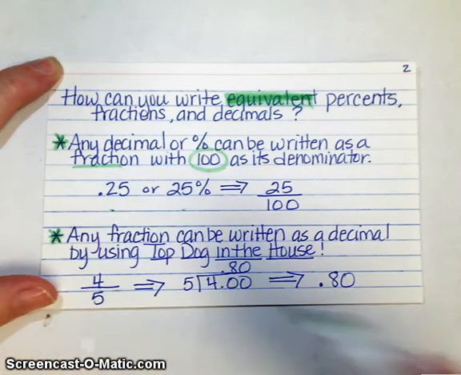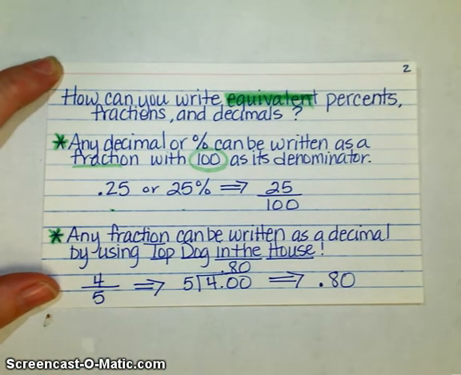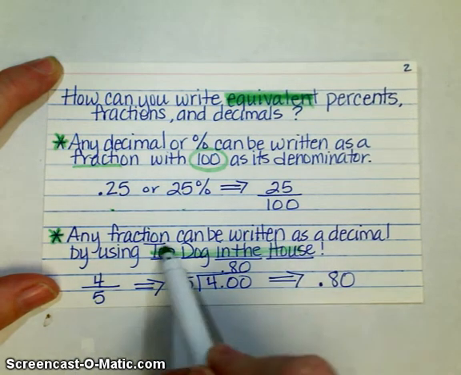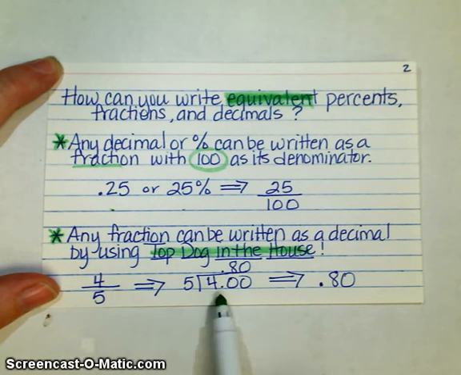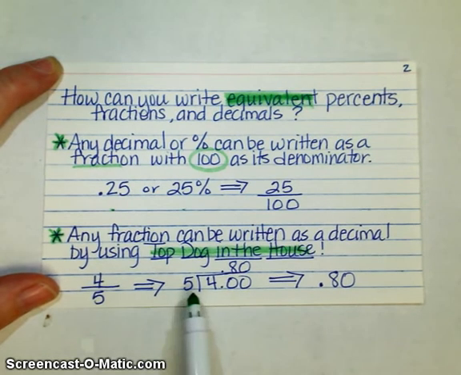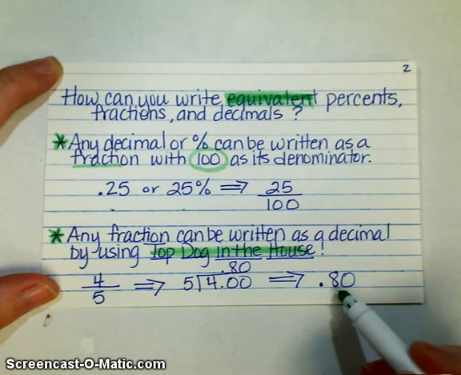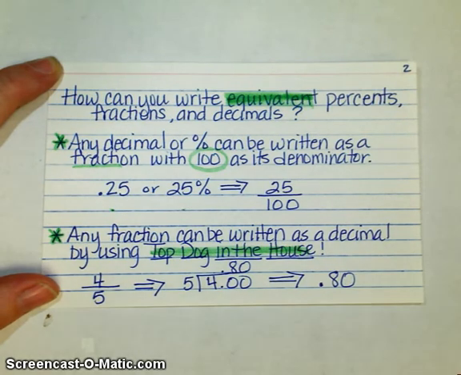The next thing that you can do is any fraction can be written as a decimal by using top dog in the house. Now, 4/5 is also one of our celebrities that you guys should already know. But in case you didn't know that, we're going to use top dog in the house. And if you guys remember, top dog in the house is where 4 goes on the inside, 5 goes on the outside, and as you do long division, you know that 5 goes into 4.00 0.8 times. So the answer to that as a decimal is 0.80. So that takes care of how any decimal can be changed or a percent can be changed and how any fraction can be changed.